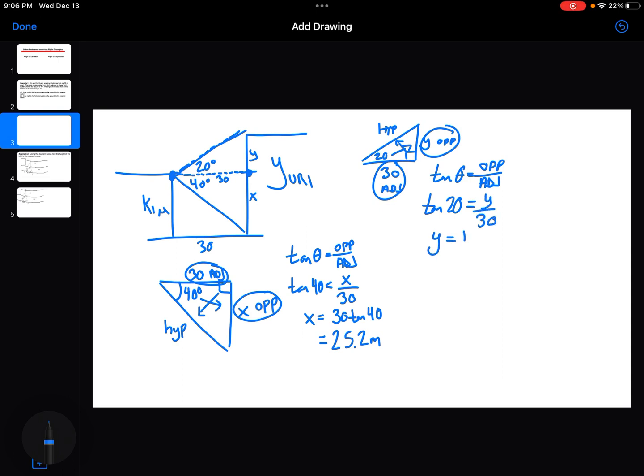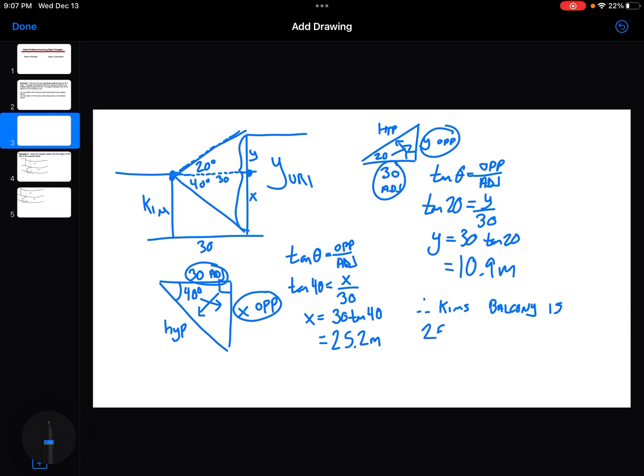We get tan 20 equals y over 30. And then y equals 30 tan 20. And then when we go through and do our math, we end up noticing that we've got 10.9 meters. And so to find out how tall Yuri's is, we have to add that y and x together. So if we add 10.9 and 25.2, we're going to get 36.1.